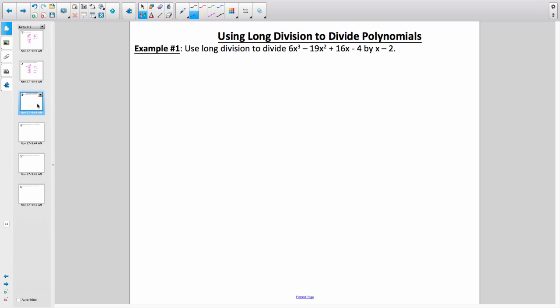Okay, so here's why we're here today. This is what we want to work on. How do you divide these two? Let me write them in the long division format. So x minus 2 is going on the outside. Then on the inside, 6x cubed minus 19x squared plus 16x minus 4. I usually wait to the end to draw this so that it's neat.